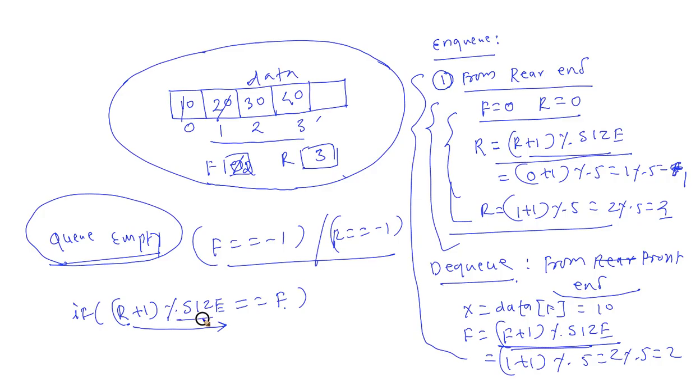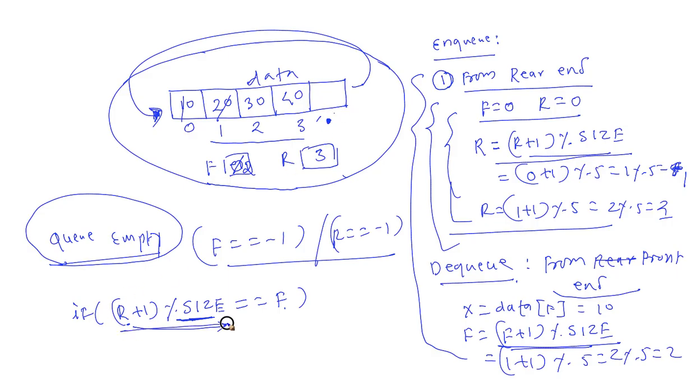Why divide this by the size of the array? When R is here, R should get the circular movement like this. I should get the next location in the circular fashion. Basically I'm checking, wherever R is, whichever next location to R, is it equal to F? That means is the next location to R occupied by some number. How will I come to know whether it's occupied or not? If F is pointing there, then that location is occupied. Wherever R is, I'll circular increment and see the next location in the circular fashion.